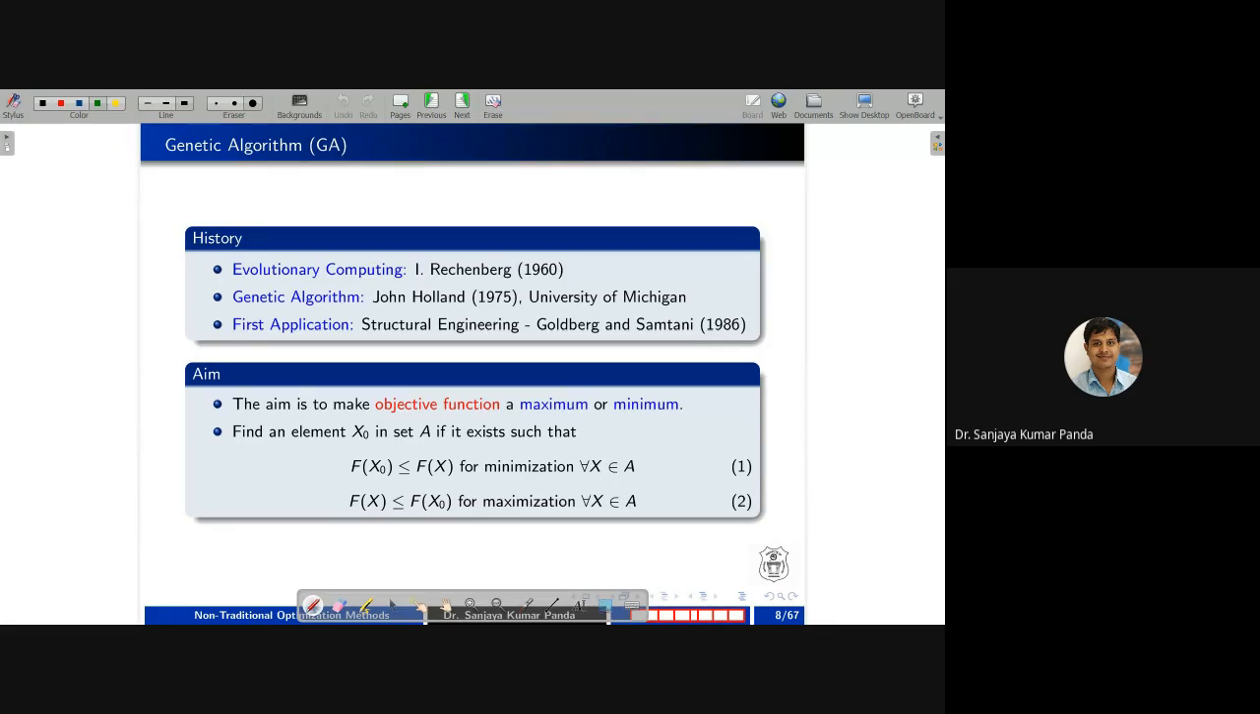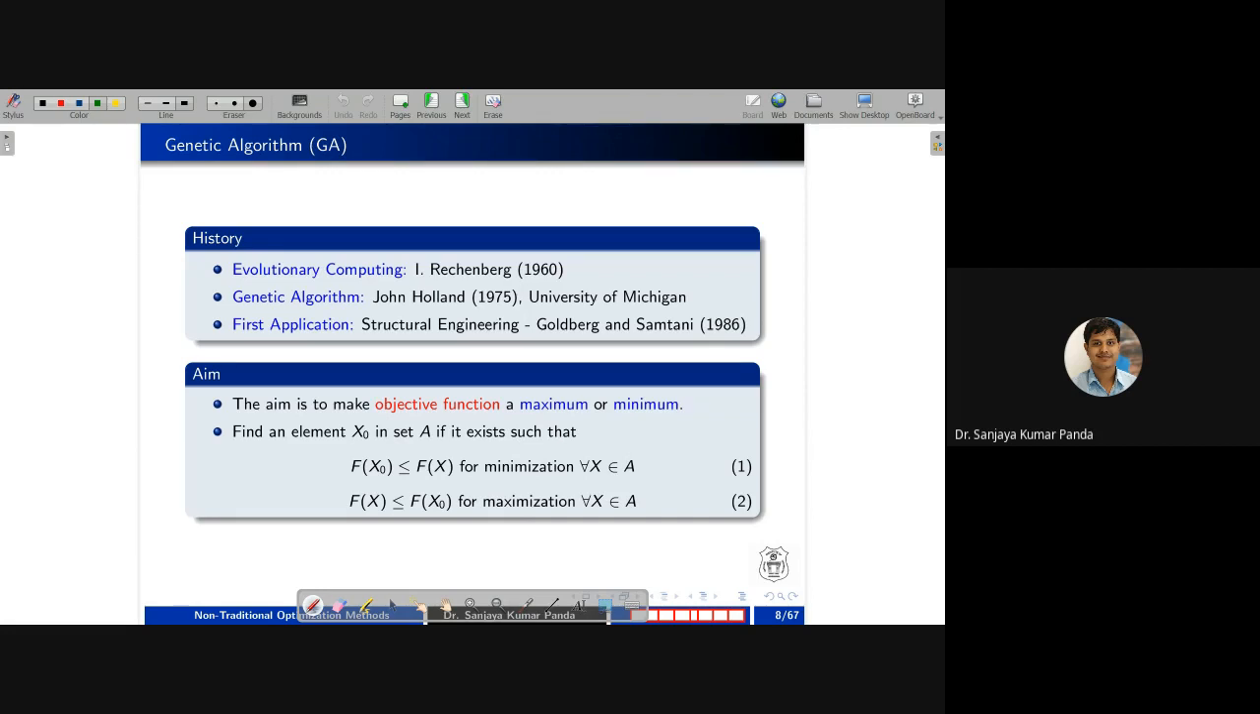After the invention of evolutionary computing, the genetic algorithm was proposed by John Holland in the year 1975. He was affiliated with the University of Michigan, and soon after the genetic algorithm, people tried to apply it in their respective fields. The first application was found in the field of structural engineering, or civil engineering, by Goldberg and Samtani in 1986.